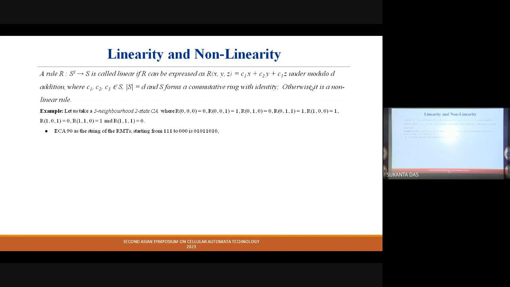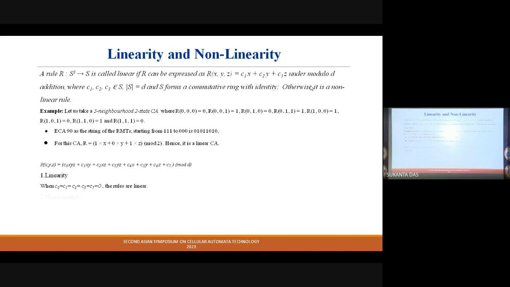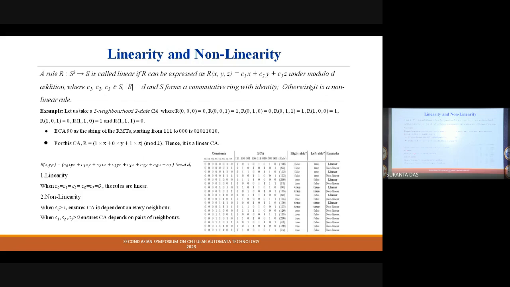So let's take an example of how ECA 90 will work based on these RMTs. We can depict it from 0, 1, 0, 1, 1, 0, 1, 1. From that, we can clearly say whether these are linear or not based on these conditions. If C0, C1, C2, C3, C6, C7 is 0, then we can say that these rules are linear, and otherwise these are non-linear. So we can see that some rules here are linear and some non-linear.